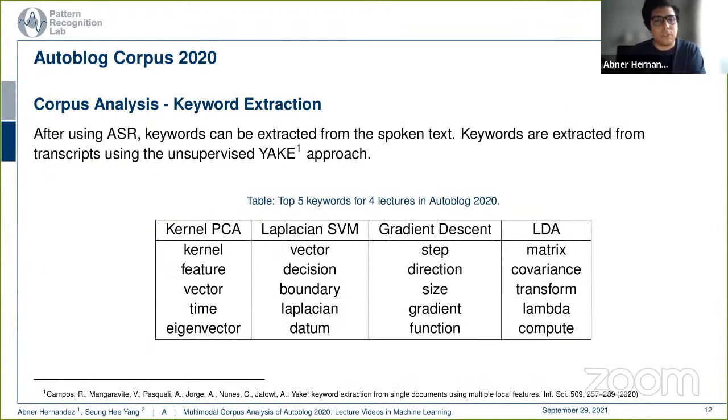And then lastly, we looked at some keyword extraction techniques. With our ASR transcript, we wanted to have some keywords so students can look at the main words that should be focused on when studying. And so we used the YAKE approach, which was a recent statistical approach developed about last year. And we can see that depending on the course lecture, such as kernel PCA or Laplacian SVM, you get the keywords of what you would expect.